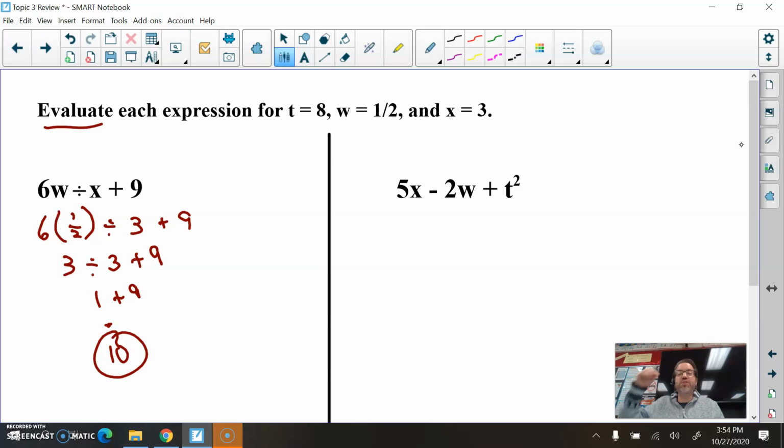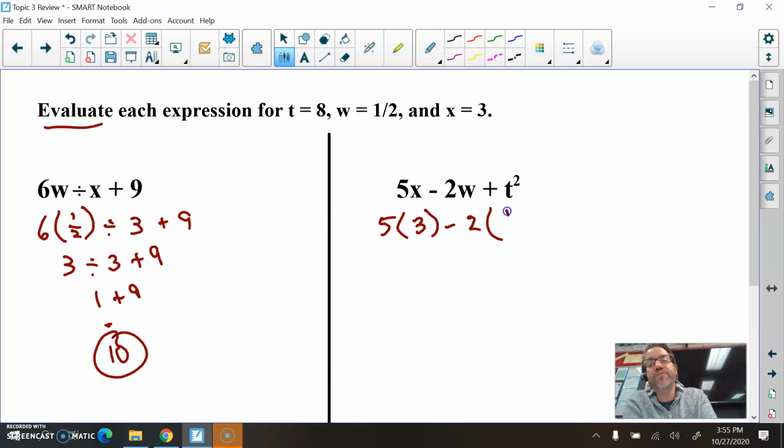5x minus 2w plus t squared. Now again, 5x really means 5 times x. 2w really means 2 times w. So let's rewrite this and fill in some numbers here for these variables. X is 3, so instead of 5 times x, I have 5 times 3. Really what I'm doing right now is I'm just rewriting the expression as a numerical expression. I'm putting numbers in.